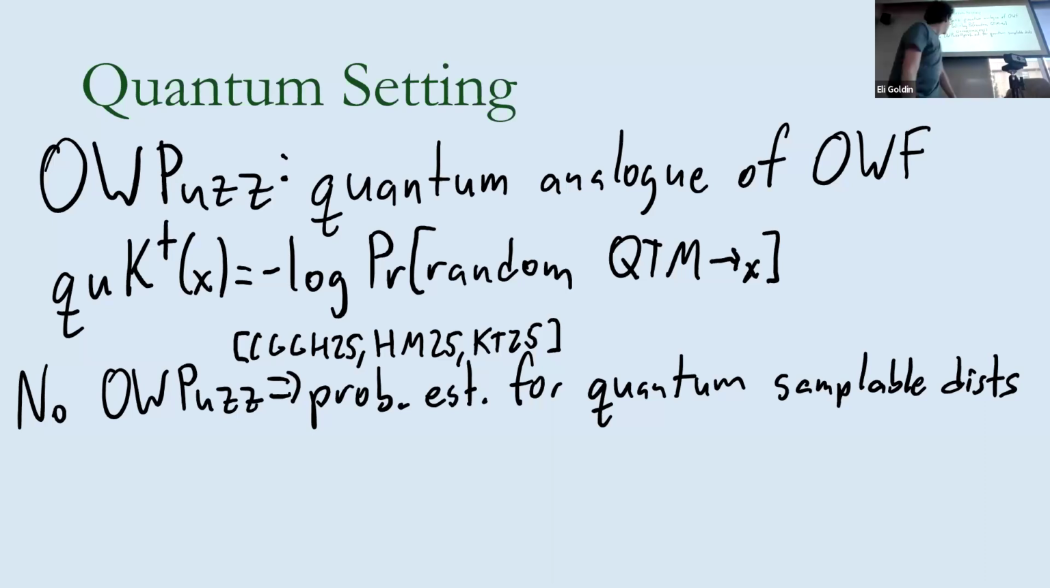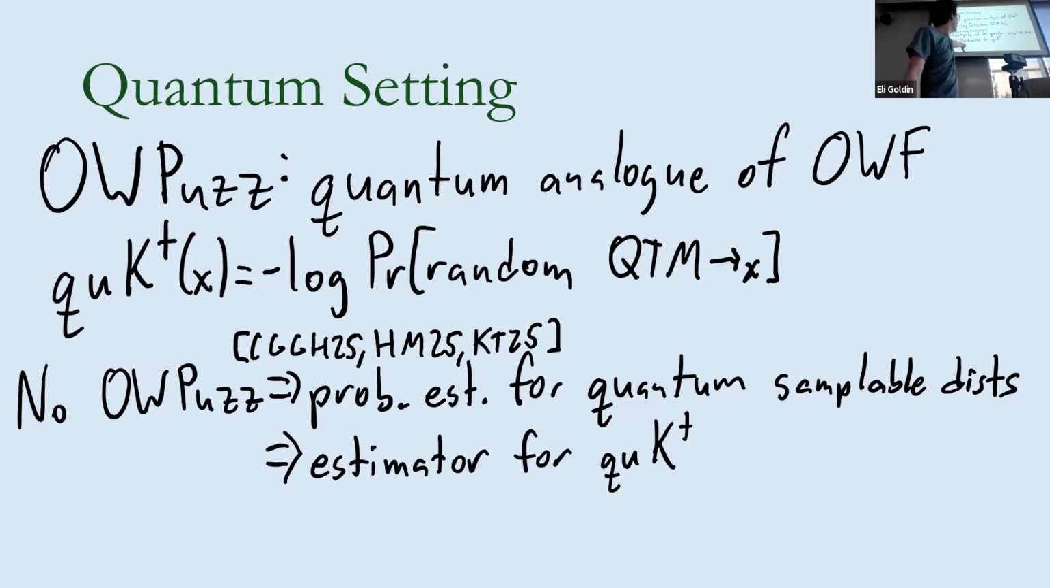It turns out that if you don't have one-way puzzles, then just as before, we get probability estimation for quantum samplable distributions. So one-way functions are equivalent to the hardness of probability estimation for classical distributions. One-way puzzles are equivalent to the hardness of probability estimation for quantum distributions. And just as before, probability estimation also gives us an estimator for QUKT. It seems like everything should just work.